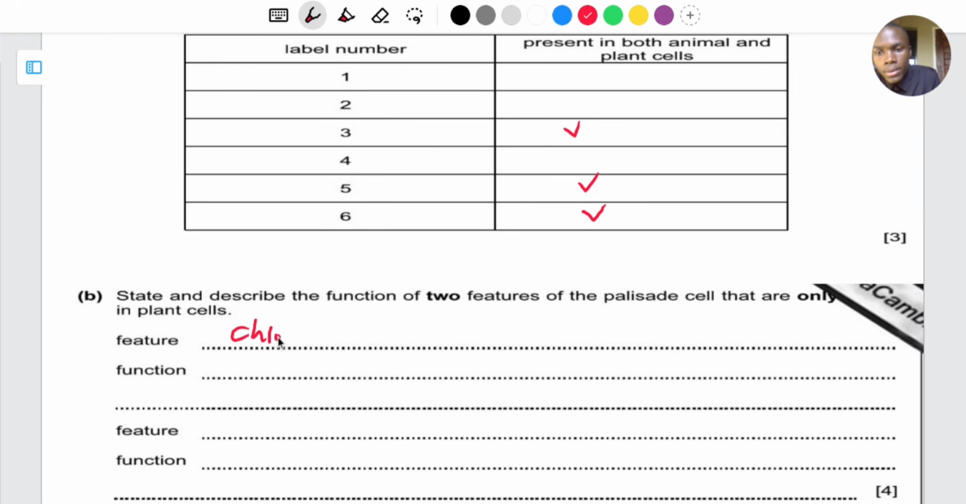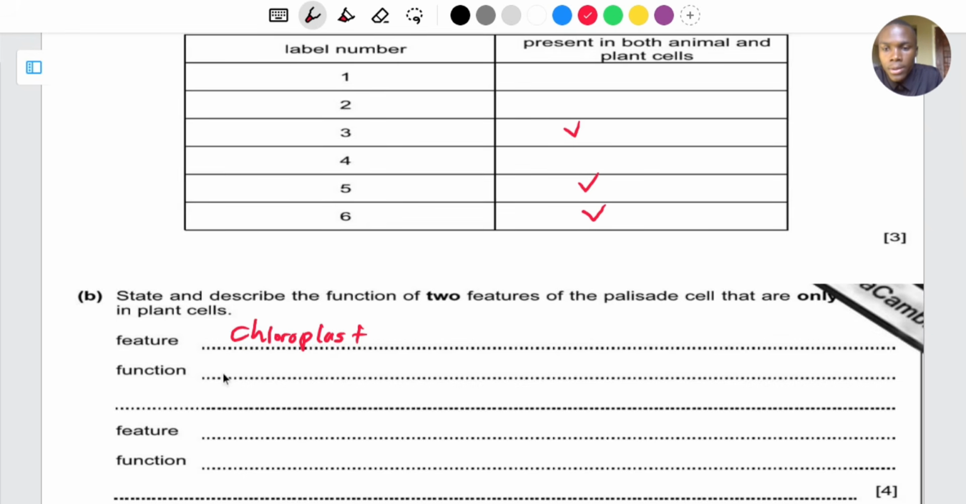So after naming this one as chloroplast, I have to say this is chloroplast, isn't it? Or if you want, you can just say chloroplast is represented by which one. If it's 1, you say 1. Then you explain the function of the same structure, which is 1, the chloroplast.